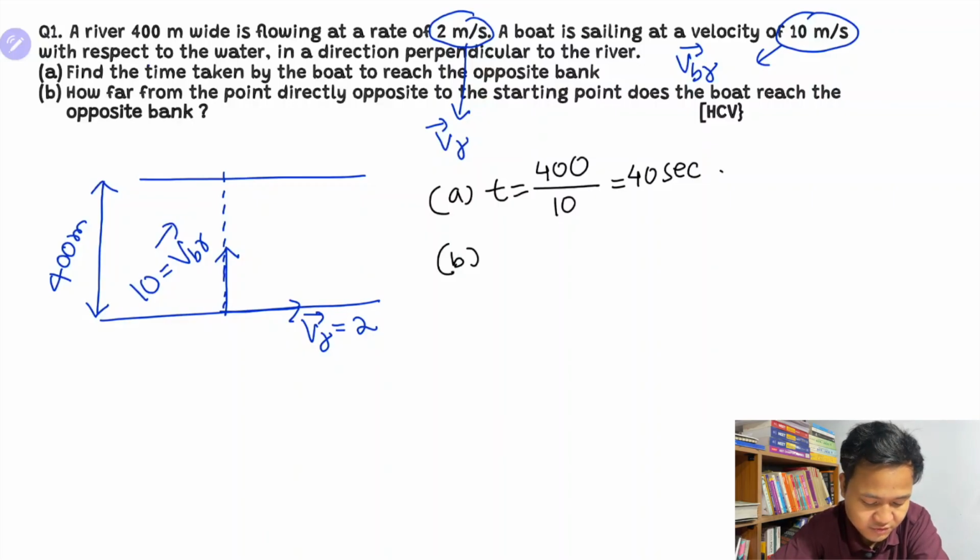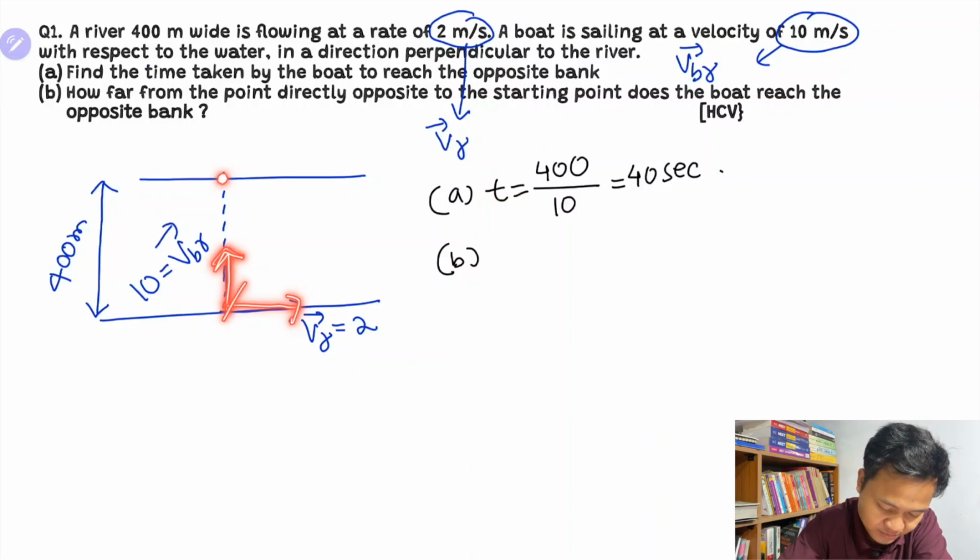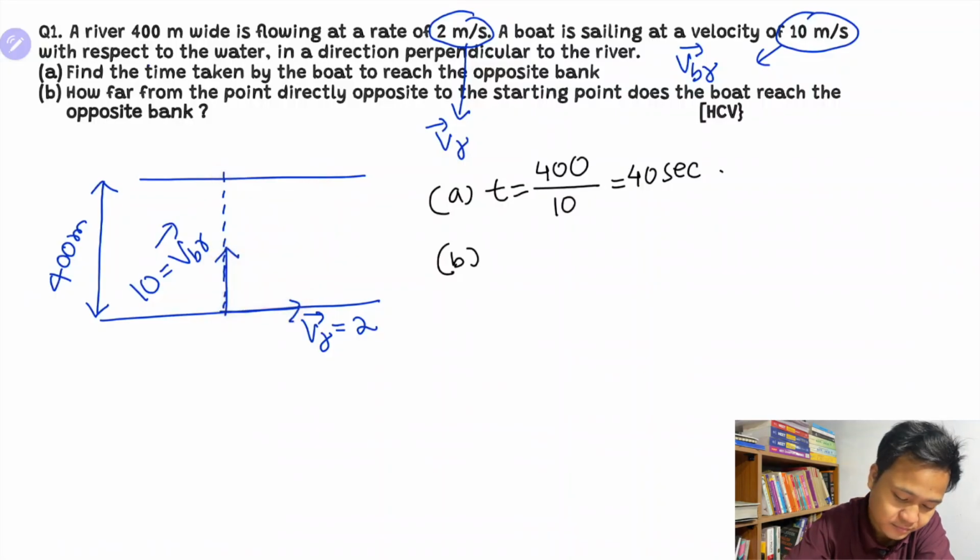Part B: how far from the point directly opposite to the starting point does the boat reach the opposite bank? So this is the point directly opposite. If VBR is this, and the boat tries to go like this, since the river is pulling along this side, VB will actually be along this side. This is VB, the actual path of the boat. Now the question is asking you the drift. Let's say this is X.